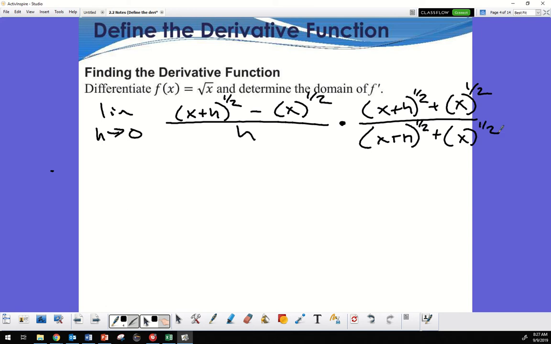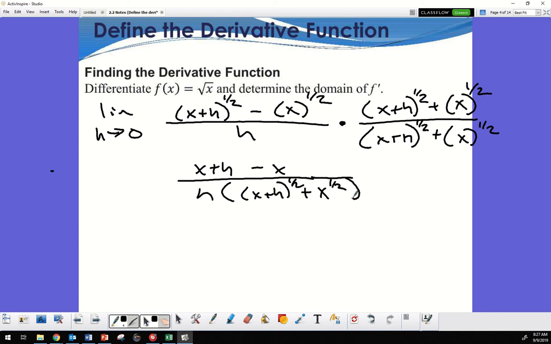So as I distribute that and I multiply by the conjugate, it's all going to simplify out. So I'm not going to distribute the bottom, I'm just going to leave it. So it's going to end up becoming x plus h, right, because it's this squared, and then it's going to be a minus x, right? All over h quantity of x plus h 1/2 plus x 1/2. Right there. So instead of distributing it all out, I'm just going to leave it.